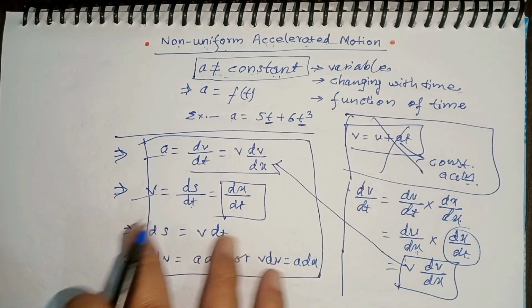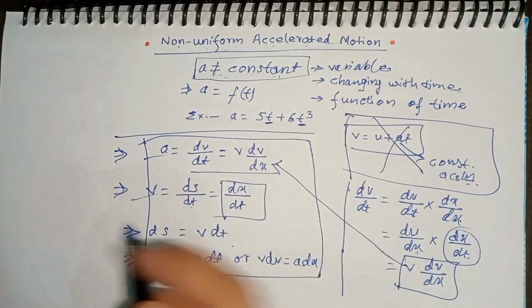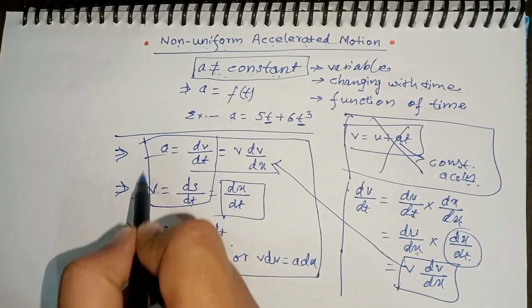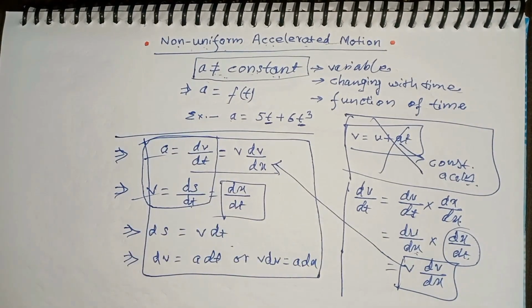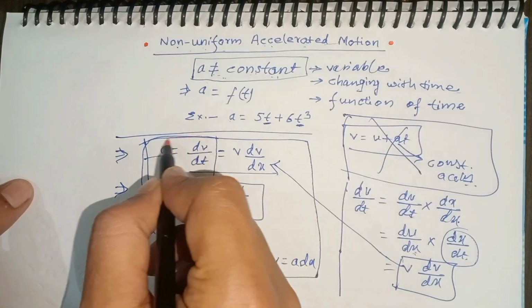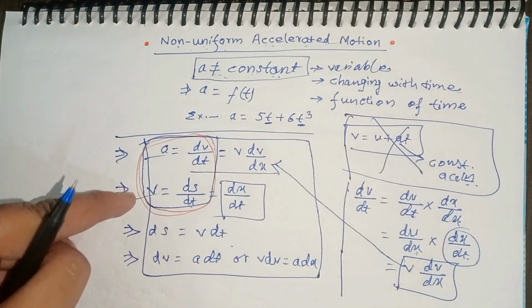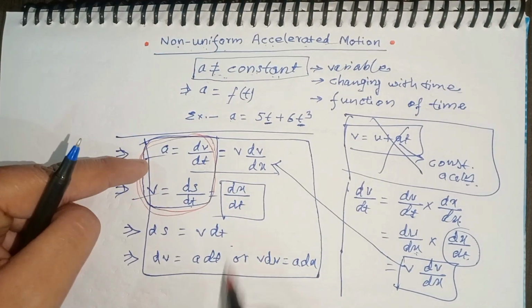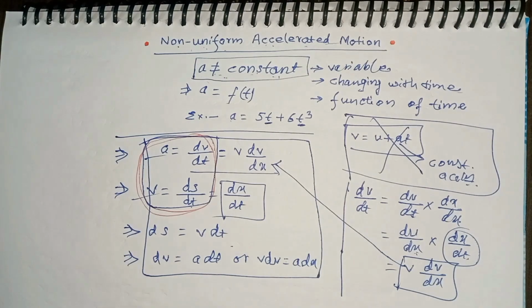These are derived from these two. Mainly these two are the main thing. Let me mark it with a red pen. These two equations are the main equations. Others are derived from these. So this is to be memorized.